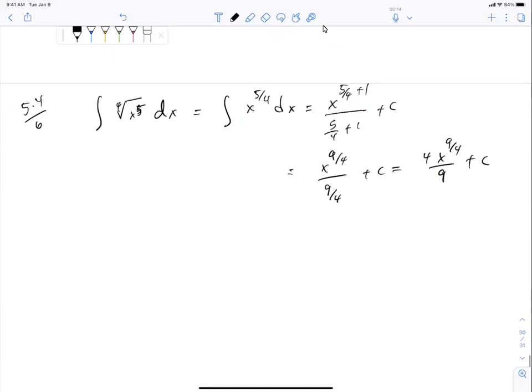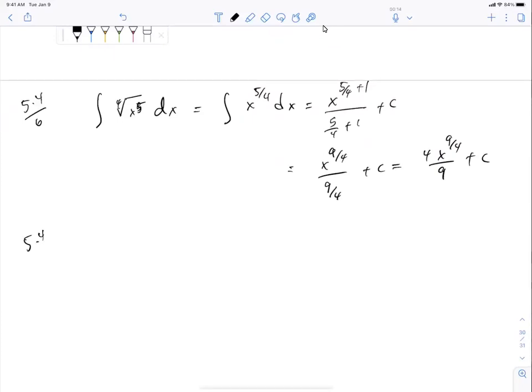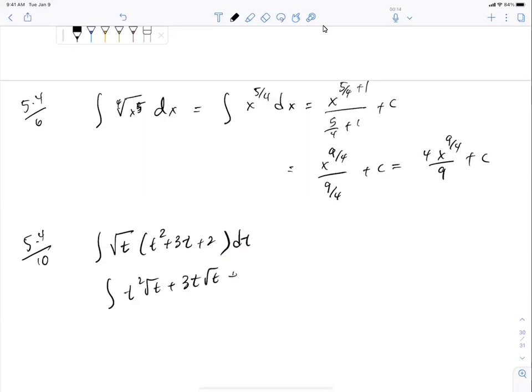When you look at something like number 10, the integral of square root of t times (t squared plus 3t plus 2) dt. Now it feels like, well, what are we doing with the product? Well, technically, all you need to do is distribute the root t. So you get t squared root t plus 3t root t plus 2 root t.